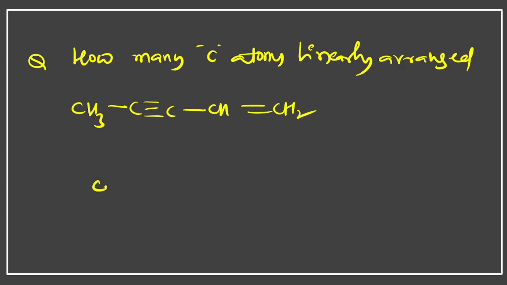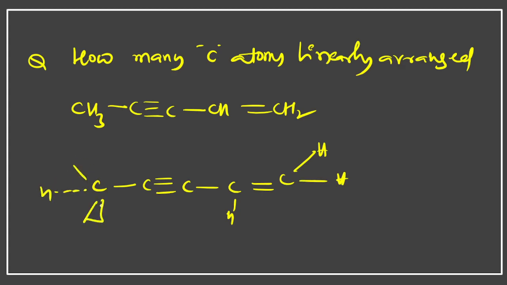Have a look at the structure. Carbon triple bond C, then C double bond, H and carbon. This is the complete structure. This carbon undergoes sp hybridization, and its bond angle is 180 degrees. This carbon and this carbon show sp hybridization, and here also the bond angle is 180 degrees.